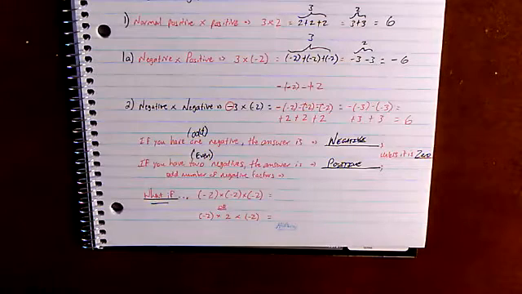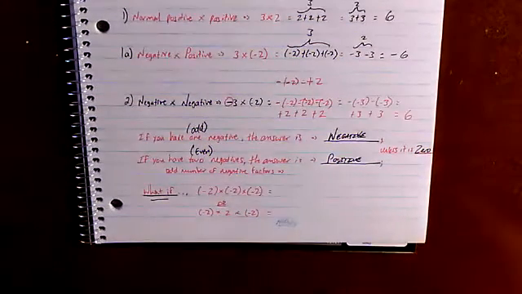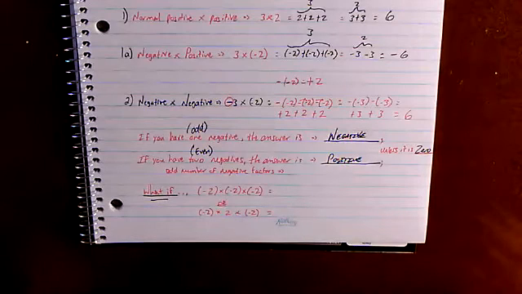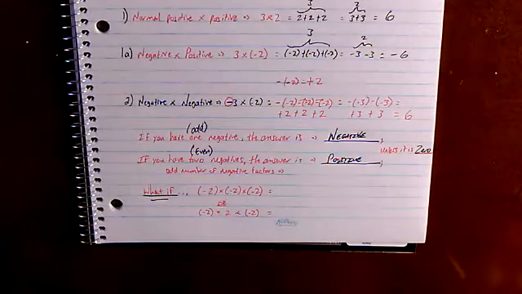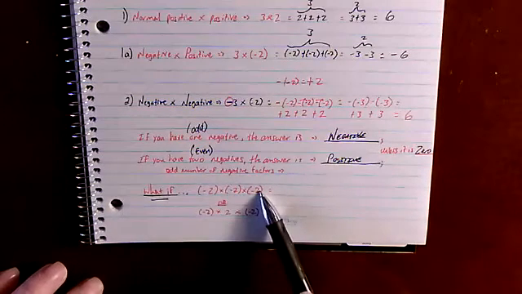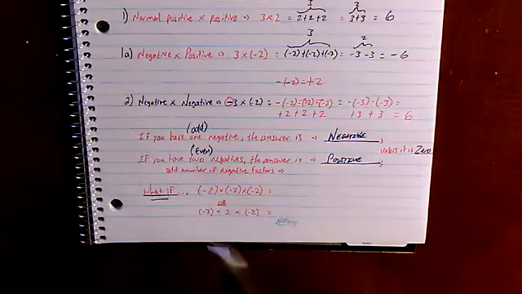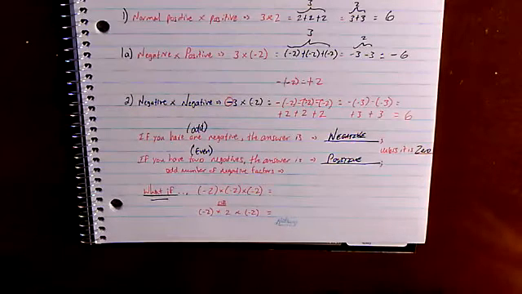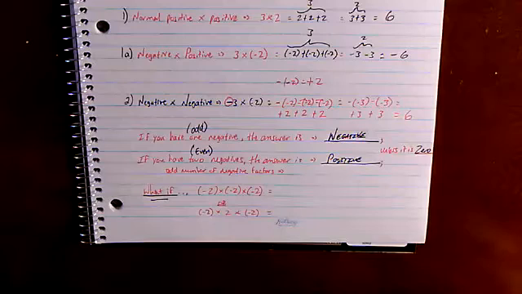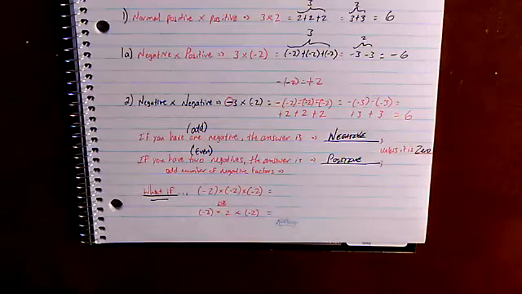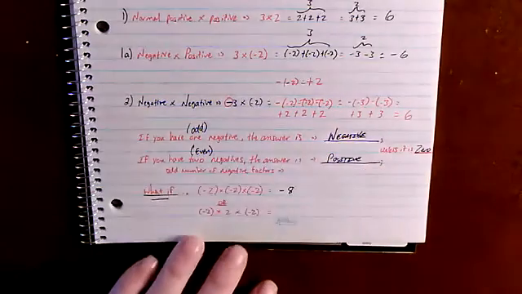That's the answer. Okay, so I got a what if question. All right, what if I have -2 times -2 times -2? Well, I have 1, 2, 3. I said in my rule that if I have an odd number of negatives, the answer is going to be negative. So what's 2 times 2? 4 times 2 is 8. My answer is going to be -8.